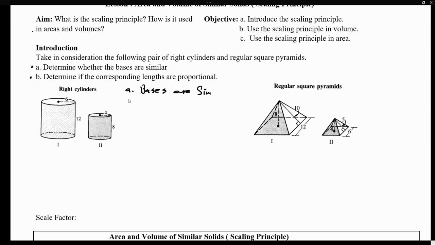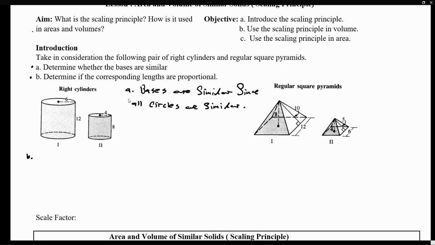The bases are similar since all circles are similar, and the circle is what we have as a base. So that takes care of letter A. Now we want to determine if the corresponding legs are proportional. So let's take a look at B here now.